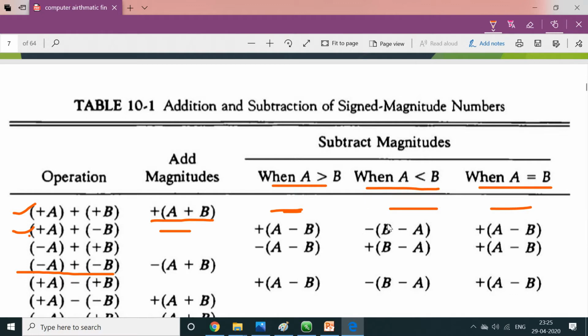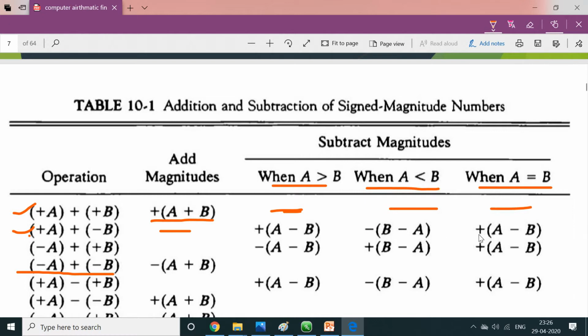In this case A is less compared to B. The negative number is higher in magnitude compared to this positive number. A is very small, B is greater, but B is a negative number, so the operation is B minus A. The overall result is declared as negative representation. That means the subtracted magnitude output is represented in negative representation.